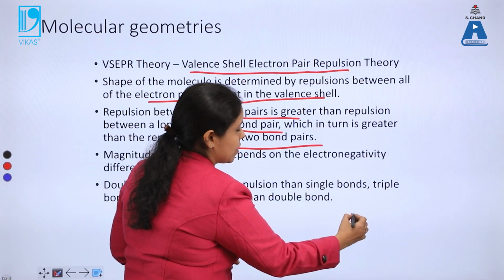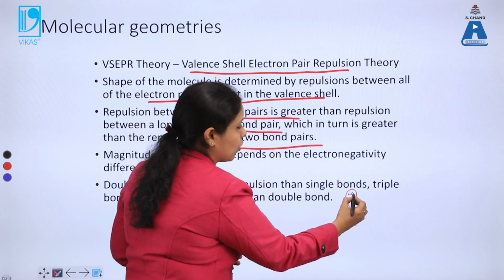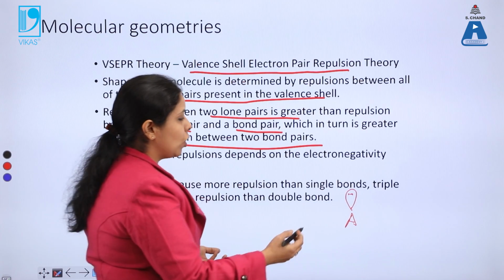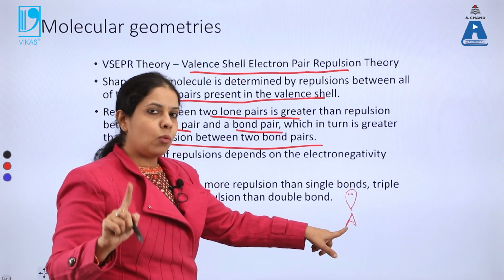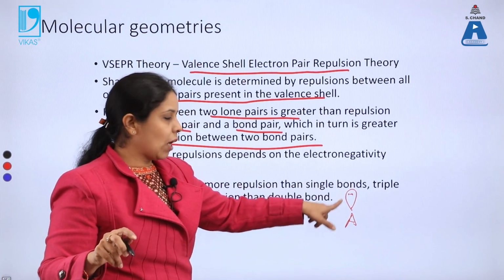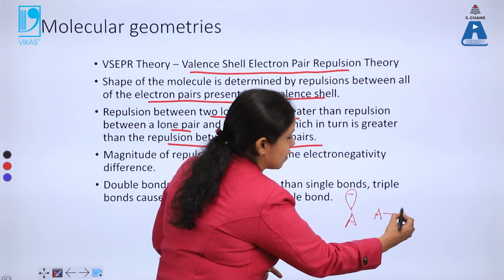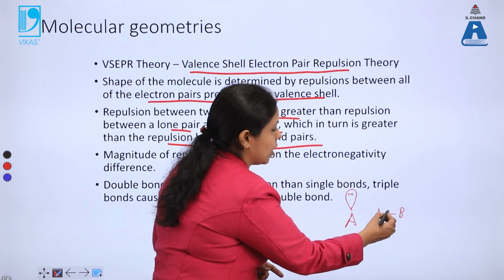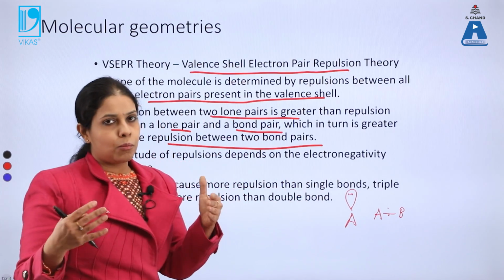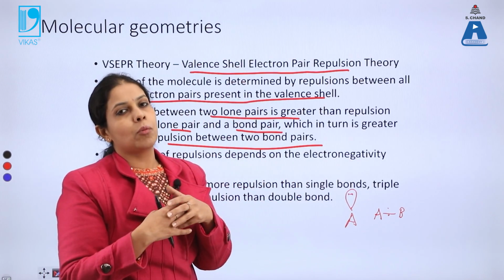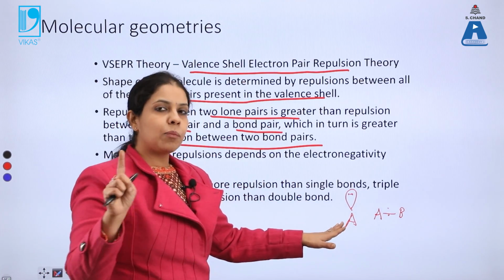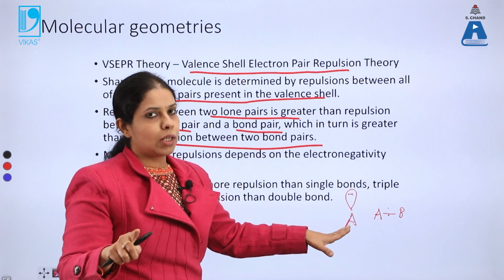Lone pairs, we represent like this. 2 electrons are there, pair means 2. So it is on a single atom, and we show it like this. And the bond pair we show like this, because these are situated between the bond. They are bond pairs, that means they help in formation of the bond. Lone pairs mean only on one particular atom.